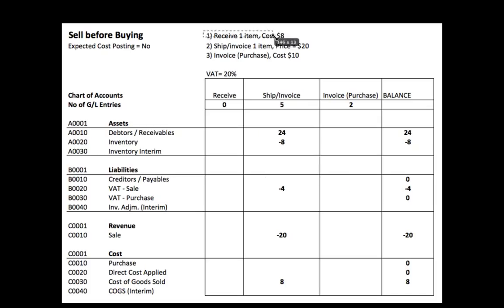So for the first step, when we go to the purchase order, put in the line and receive it, because expected cost posting is switched off, we are actually not going to have any financial impact when receiving the item. If expected cost had been switched on, we would have gotten some financial impact.